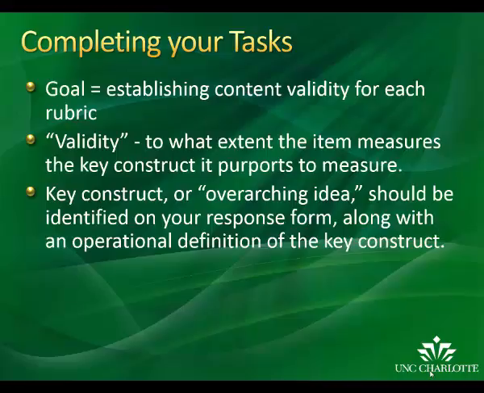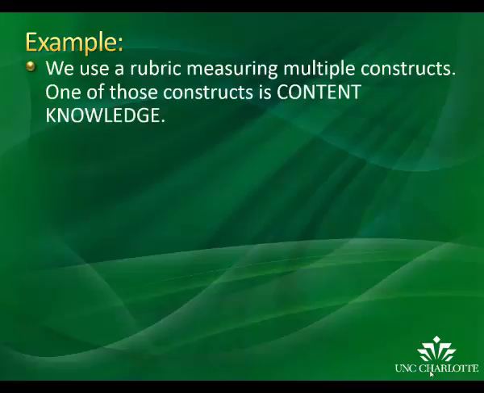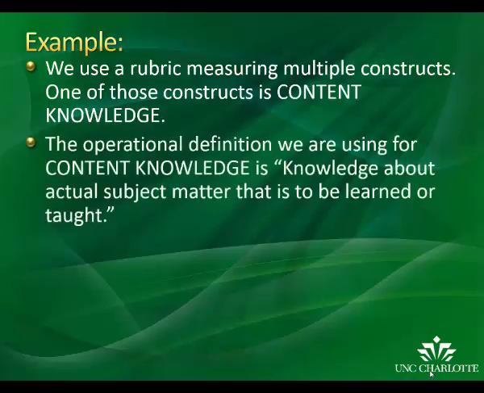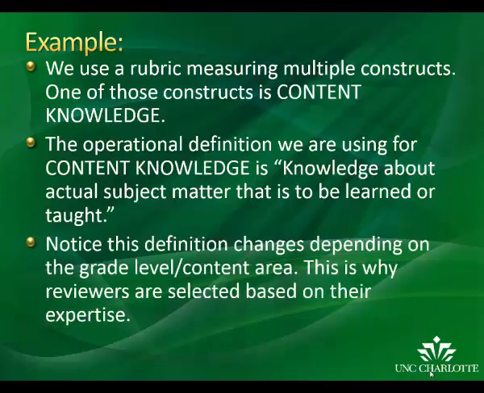As an example, we will use a piece from one of our currently used rubrics. For example, in the College of Education, we use a rubric that measures multiple constructs. One of those constructs is candidate content knowledge. The operational definition we are using for candidate content knowledge is a candidate's knowledge about actual subject matter that is to be learned or taught. Notice that this definition may change depending on your grade level or content area. This is why reviewers are selected based on their expertise.